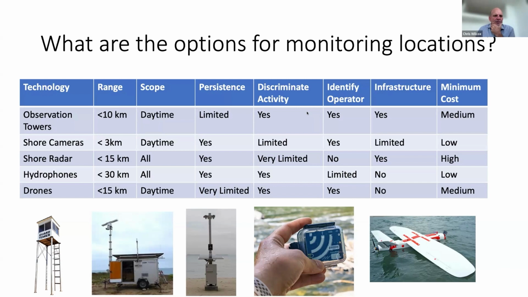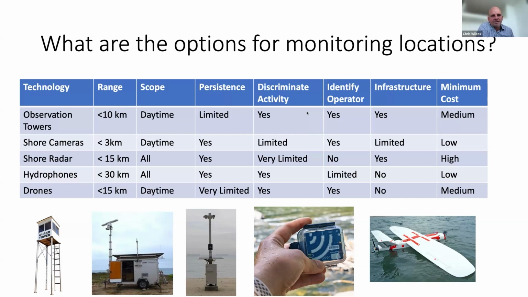And in general, you're talking about stuff that's relatively short-ranged. So the hydrophones, at least for boat engines, have ranges similar or better than most of the other technologies. In terms of scope, only shore radar really has as much coverage. In terms of persistence, you have a few of the technologies that can be persistent. Ability to discriminate activity. This is where there's some disadvantages, say for radar, because you only see presence of things. You can make some inference from how the vessel is moving around, but nevertheless, it's limited.